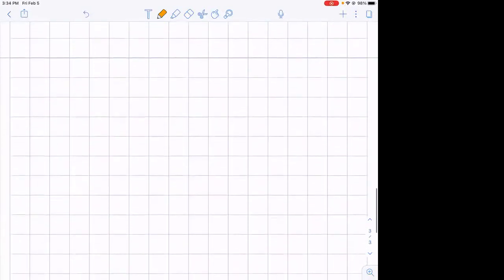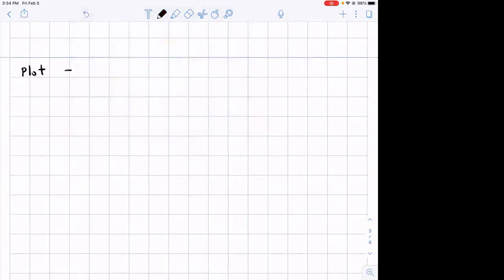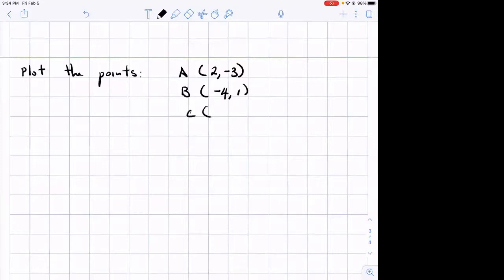Likewise, we can look at some more examples. We can say plot the points. I'm going to give you a bunch of them. The point A is 2, negative 3. The point B is negative 4, 1. The point C is 2, 0, or let's make that negative 2, 0. The point D is 0, minus 4.